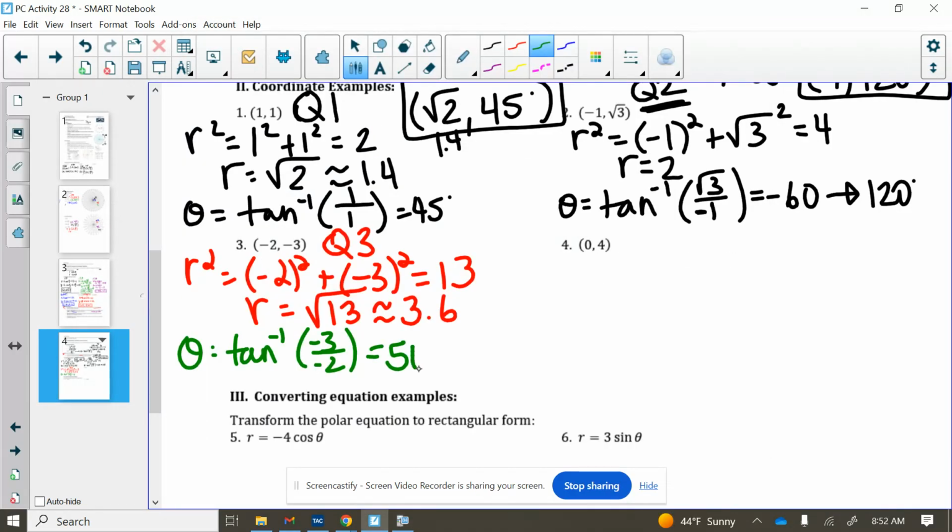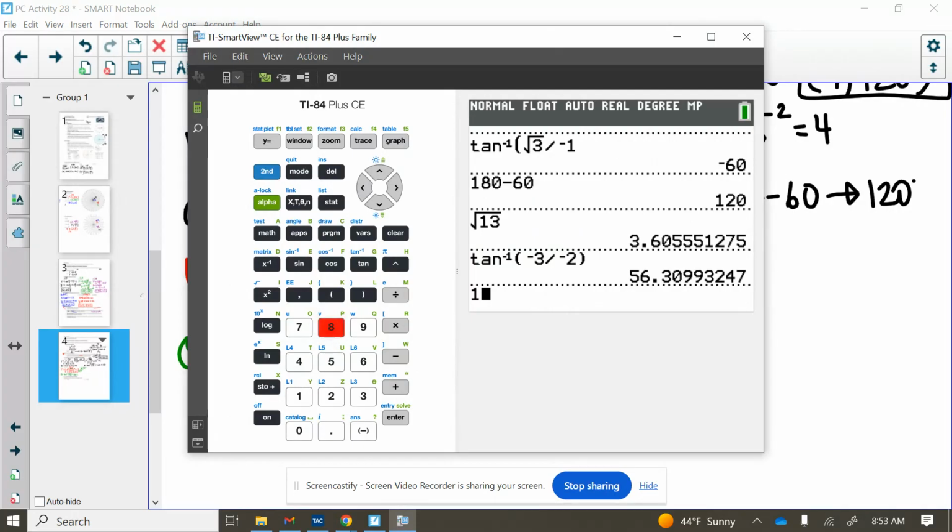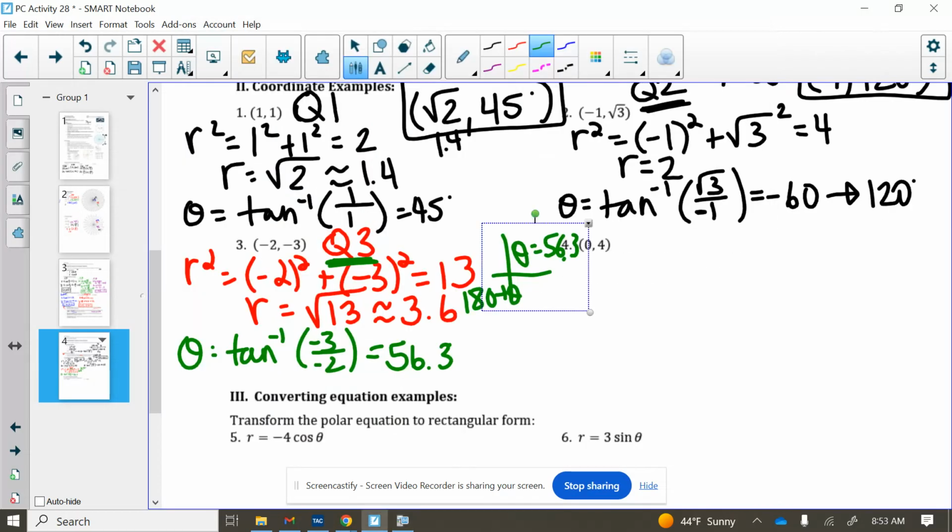Well, again, 56.3 is what our calculator is giving us, but that's a quadrant 1 value. So we have to be careful because that's not really our answer. We need a quadrant 3 answer. So we would need 180 plus that theta value to get us our quadrant 3 value. So 180 plus 56.3 would give us 236.3.